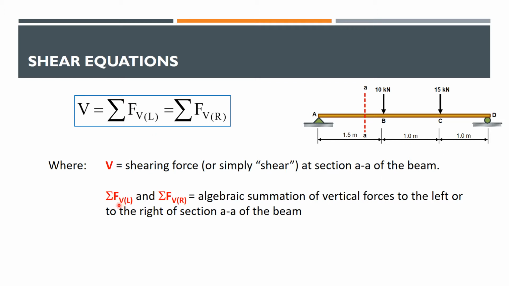So again, this summation of FV to the left or to the right is the algebraic summation of the vertical forces to the left or to the right of this section. Now, pag sinabi nating algebraic sum, we will consider the sign. So here, we will use sign conventions, like positive forces are upward, negative ay downward, etc. So I will discuss that later.